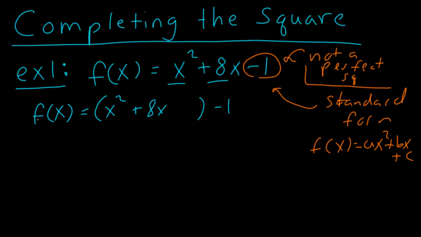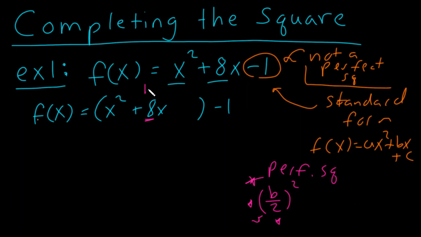Now, what is the trick for creating your own perfect square? It's the formula b over 2 squared. And guys, y'all have got to remember this. It is one of the most important tricks that we're going to learn this year. So, b over 2 squared.